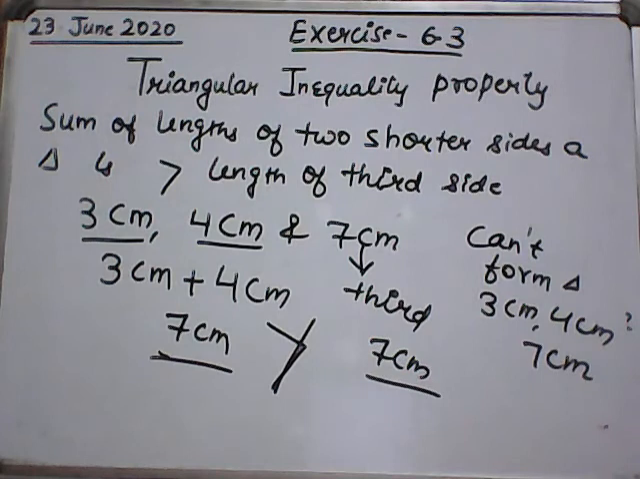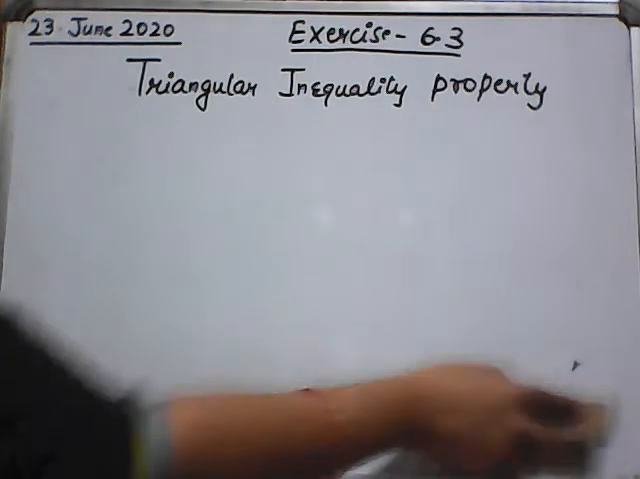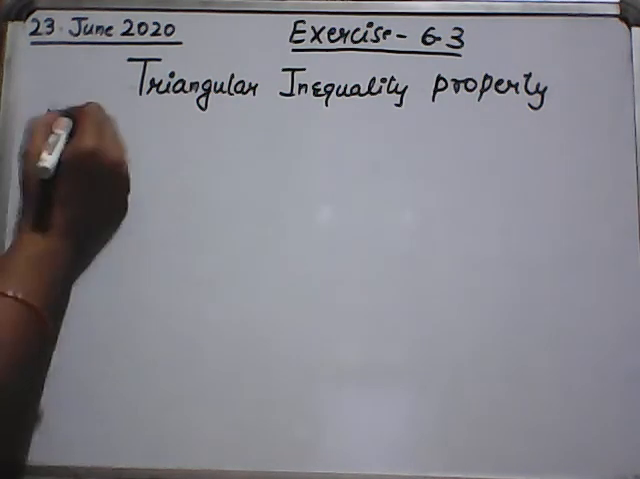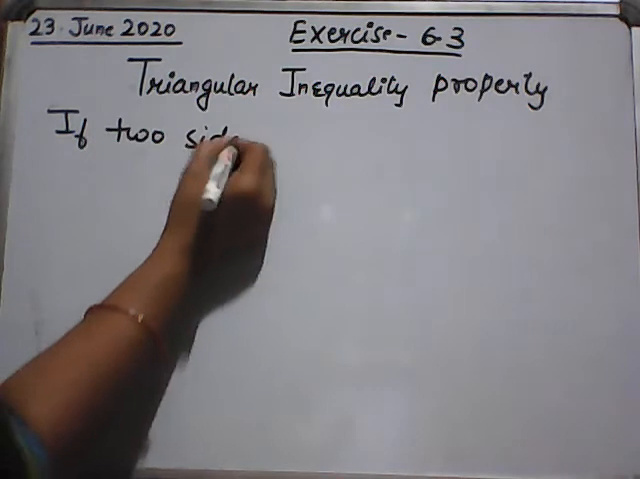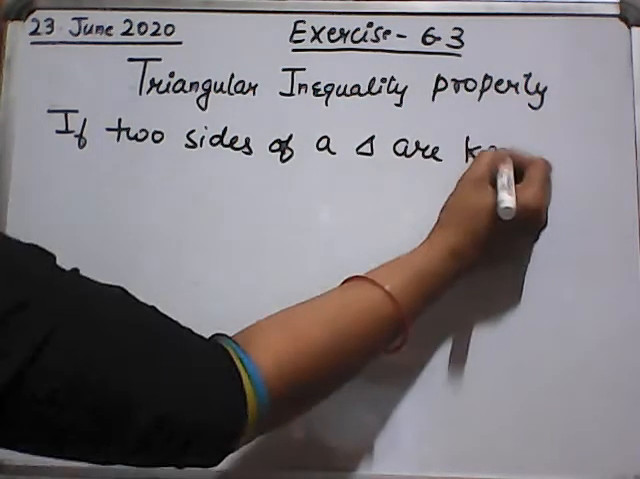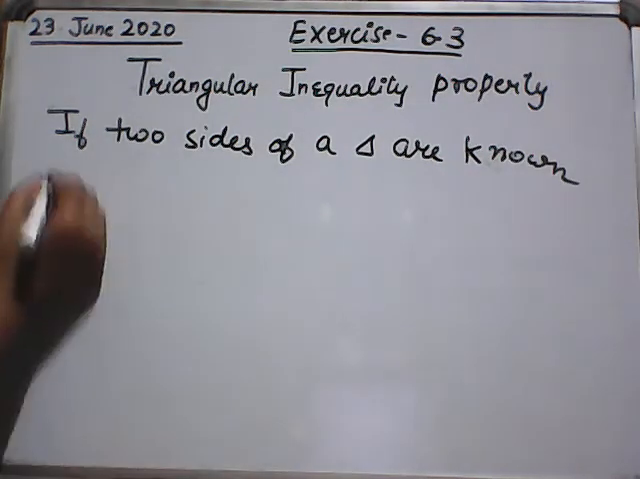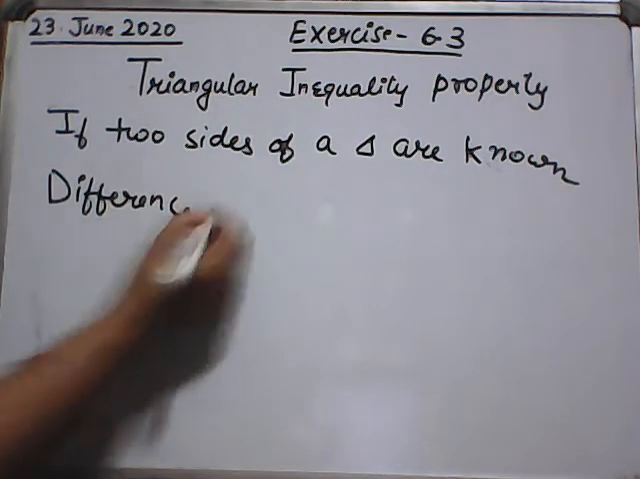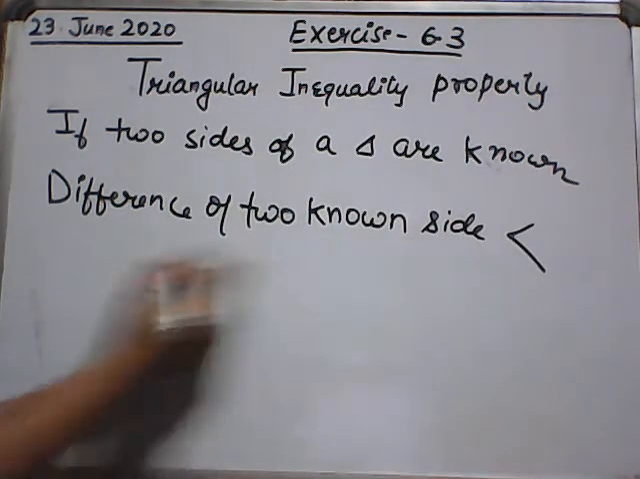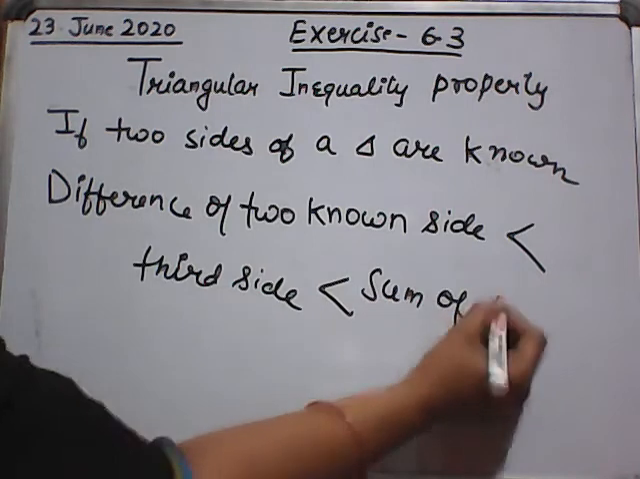Now, there is another important rule. If you have to find the range of the third side, and two sides of a triangle are known, then the third side lies between the difference of the two known sides and the sum of the two known sides. The difference of the two known sides is less than the third side, which is less than the sum of the two known sides.